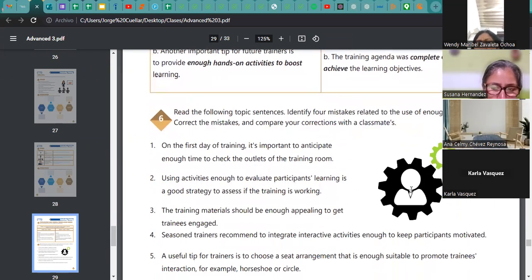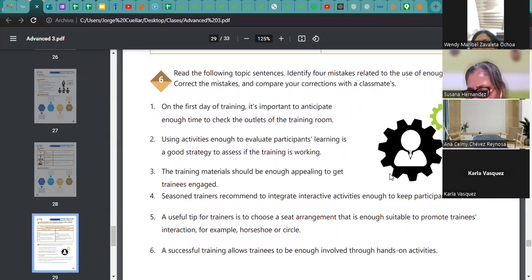So let's do the exercise here, number six. Read the following topic sentences. Identify four mistakes related to the use of enough plus infinitives. Correct the mistakes and compare your corrections with your classmates. And there are six sentences, and there are four mistakes. So I will give you a few minutes for you to find the mistakes and to correct. You need to rewrite the sentence in the correct way, okay? I will be here if you need.